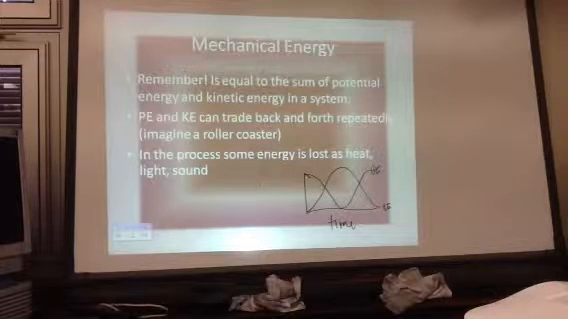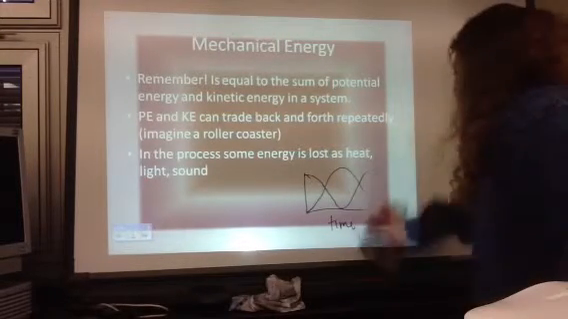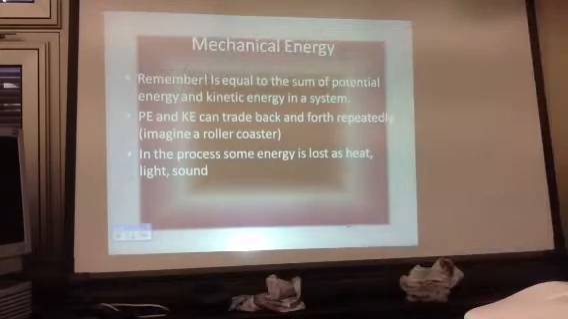This happens in a roller coaster. So at the top of the first hill, you've got lots of what? Potential energy. You don't have a whole lot of kinetic energy. At the bottom of the first hill, you now have a significant amount of kinetic, not a whole lot of potential left at that point. But you've got enough momentum to carry you to the next hill. Okay, so they trade back and forth again and again and again.